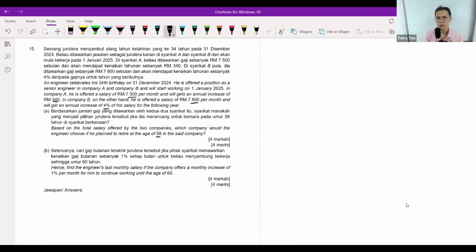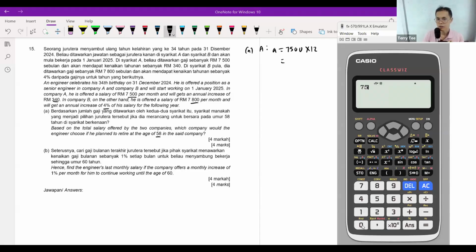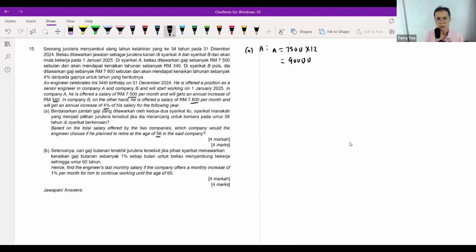Yeah. Okay, so first of all, let's look at Company A. Remember, this is monthly salary. So Company A, the monthly salary is 7,500. Because you are converting to annual salary, you need to times 12. 7,500 times 12, that is 90,000, right? So this 90,000. So Company A is an arithmetic progression because you have a constant increase of salary of 340.